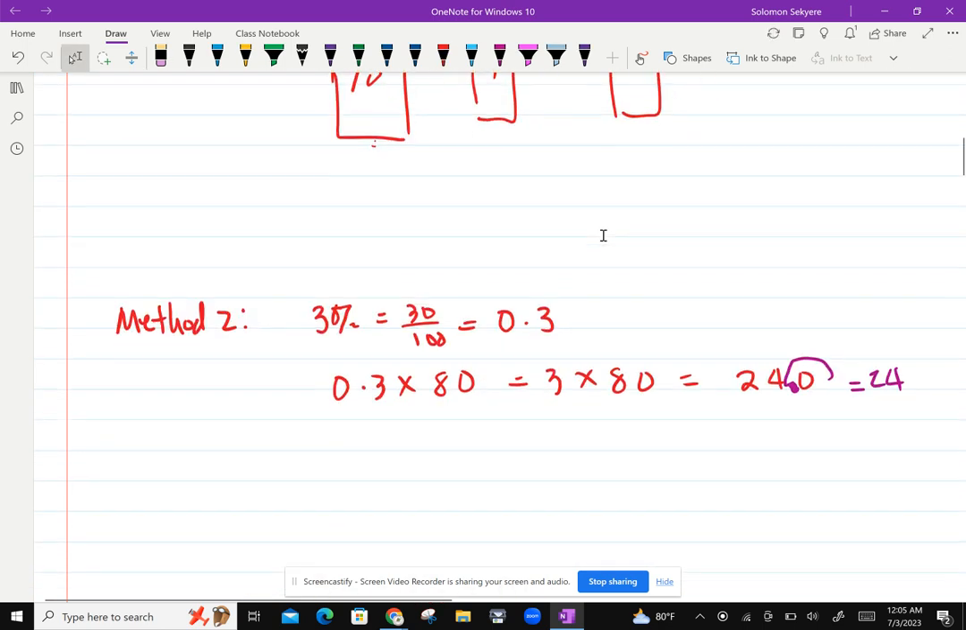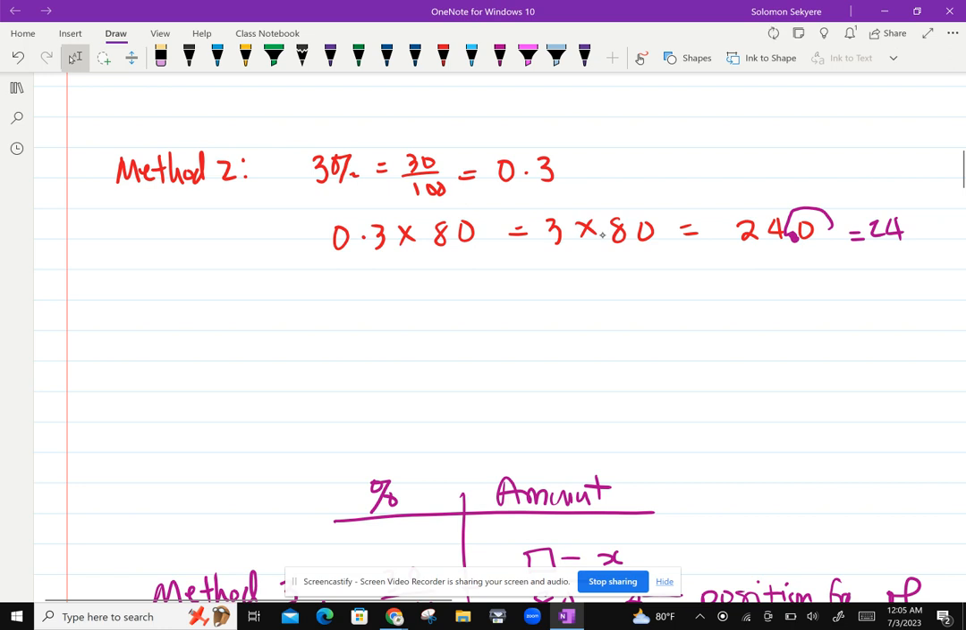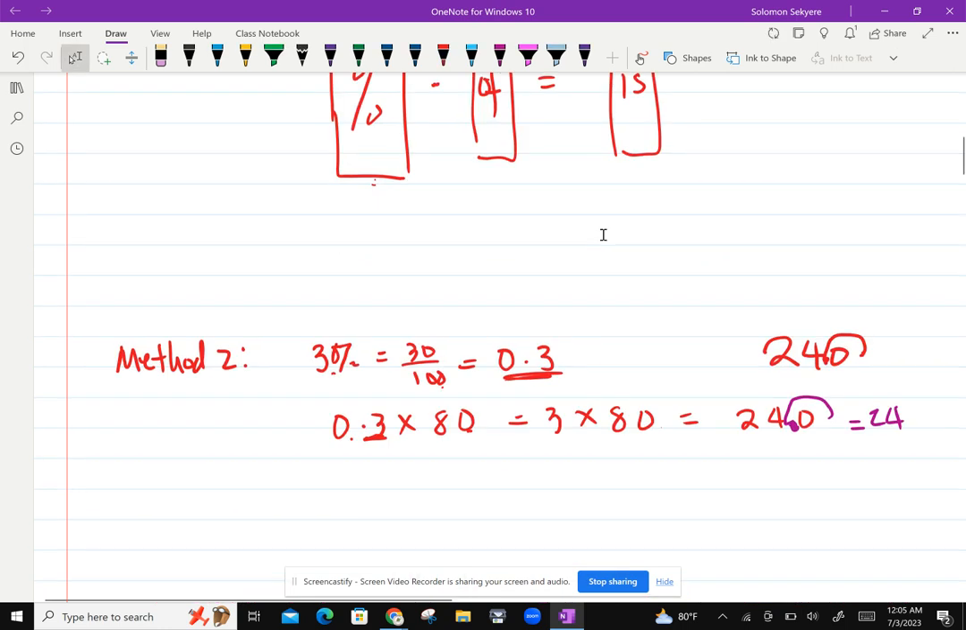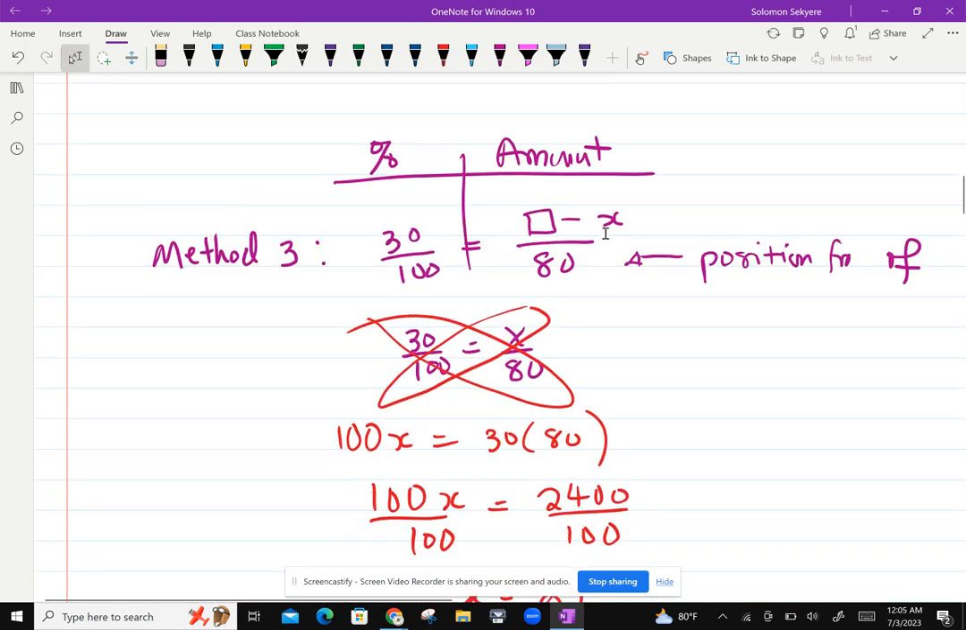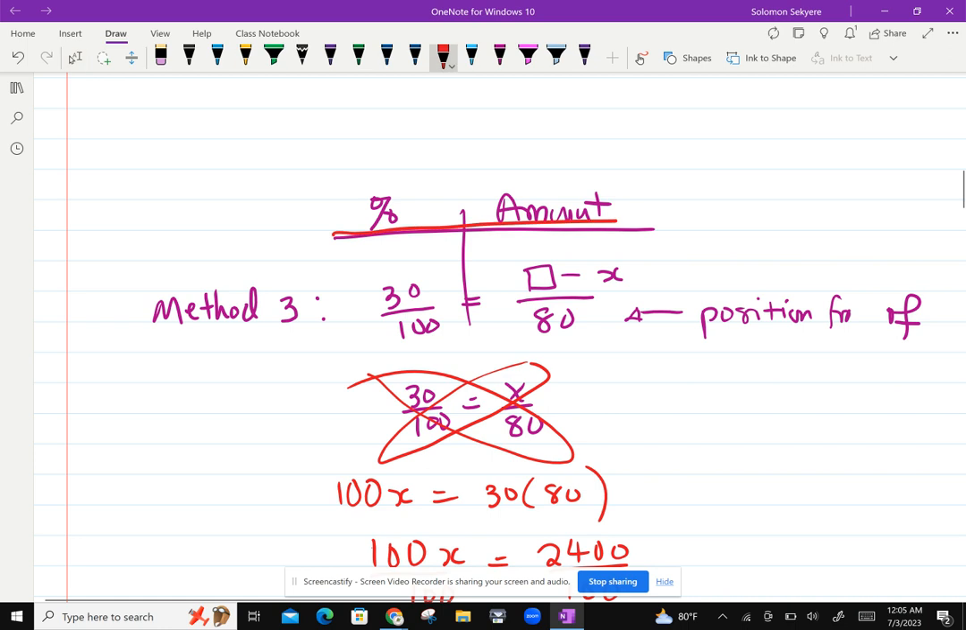Got it? The second method: 30% is 30 over 100, which is 0.3. So 0.3 of 80 means 0.3 times 80. How do you multiply a decimal by a whole number? Just forget about the decimal. So it's 3 times 80, which is 240. After that, you count the number of decimal places. You have only one decimal place, so you bring the decimal place back. It will be 24. So that's your answer either way.